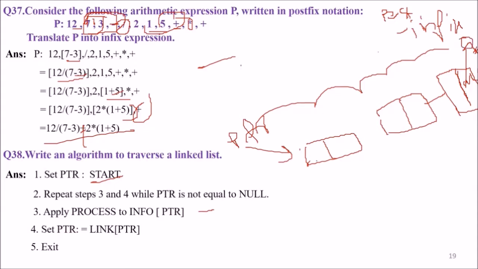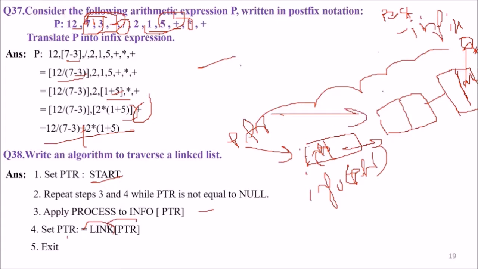So we apply some process to the info. Info is given by info of ptr. Info is nothing but the data element. We are accessing the data element, and we set ptr to the link of ptr. So the link of this pointer will be the next pointer. So now the pointer will be pointing to the next node. Then after processing this, the pointer will be pointing to this node. This is how it goes on, and this will run until we reach null. We reach here.